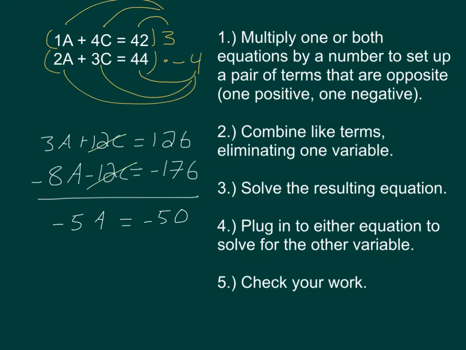Well, now I have a really easy equation left to solve. If I divide each side by negative 5, I get a equals 10. The adult tickets cost $10. All right, so now I'm on track.